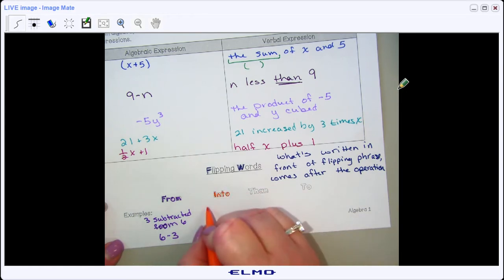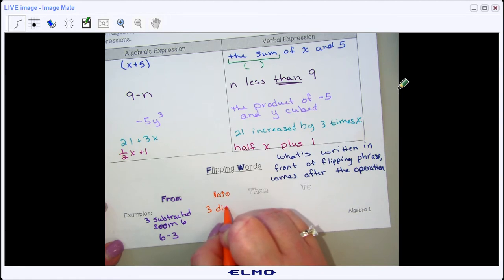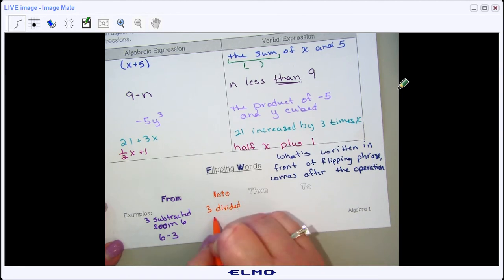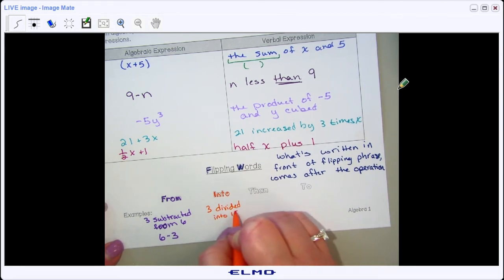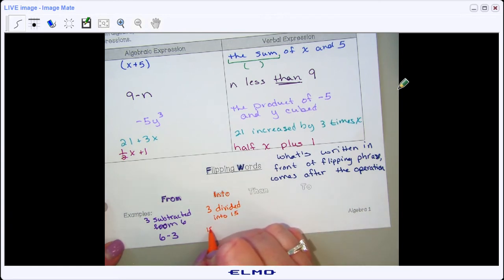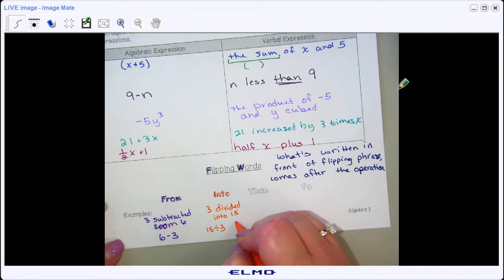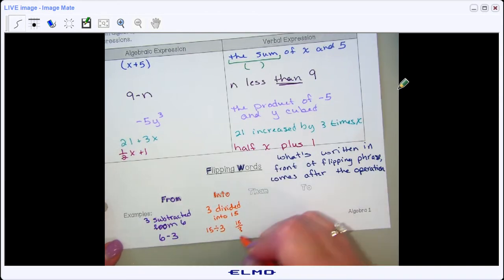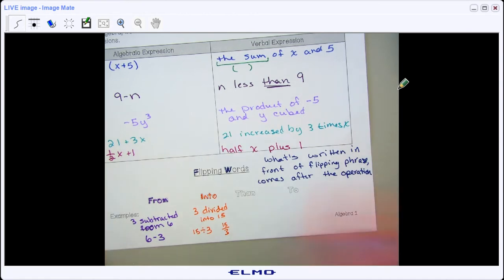Into, so 3 divided into 15 would be 15 and then divided by 3. Or if you wanted to write it as a fraction, 15 divided by 3. Okay.